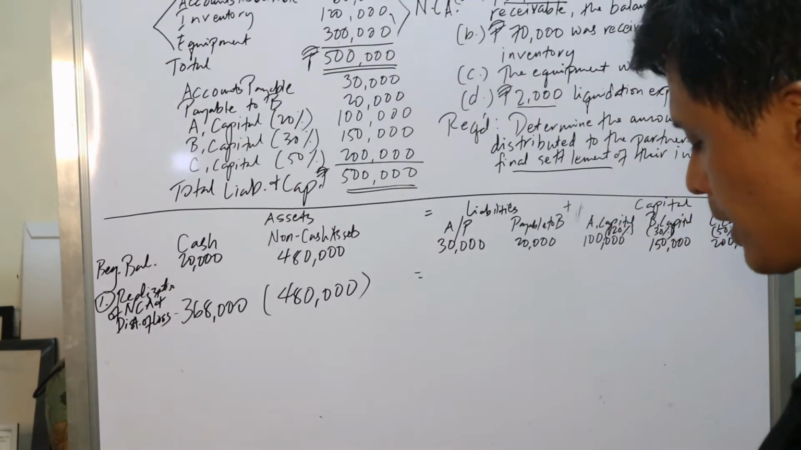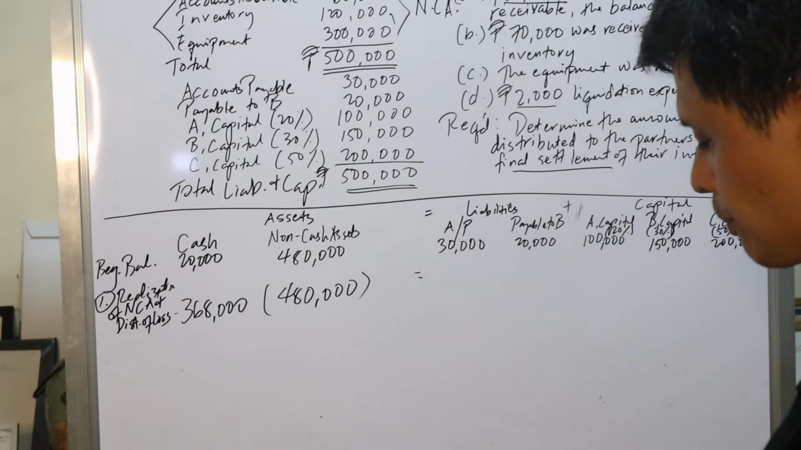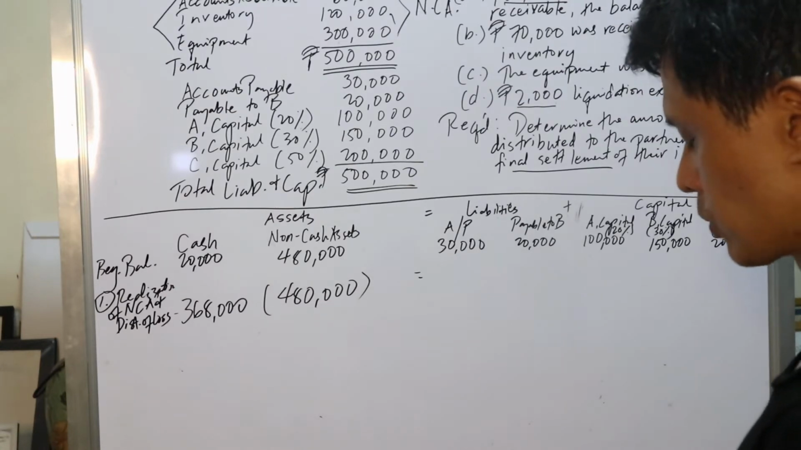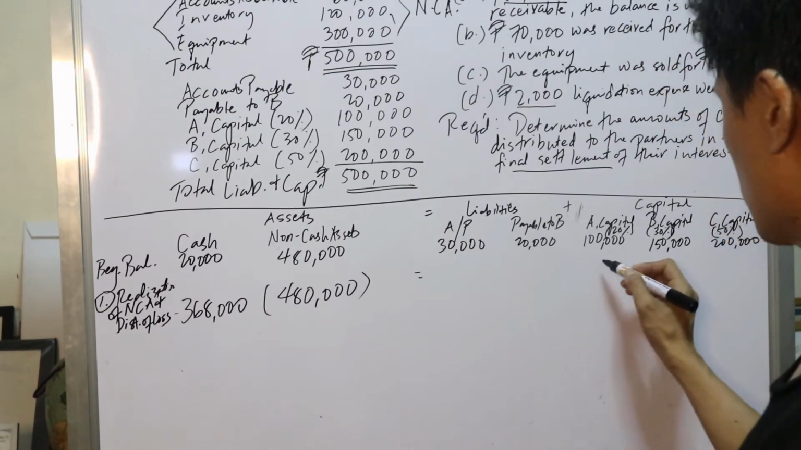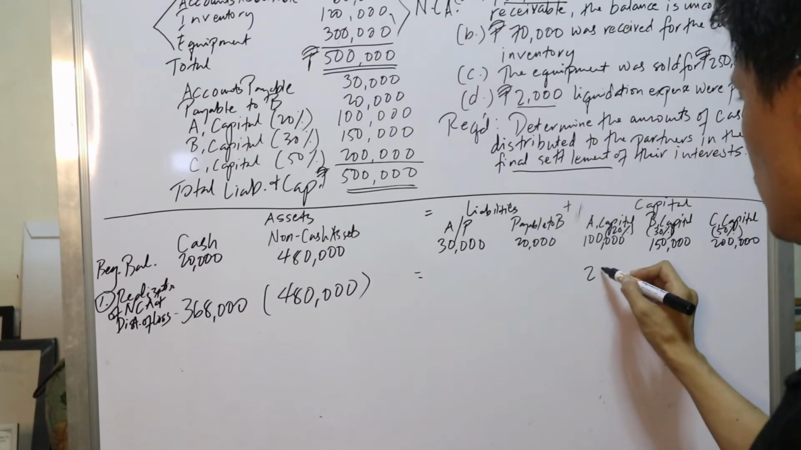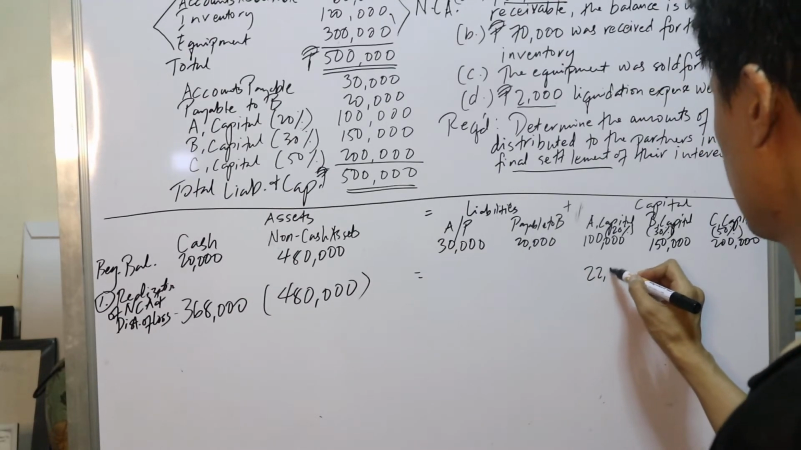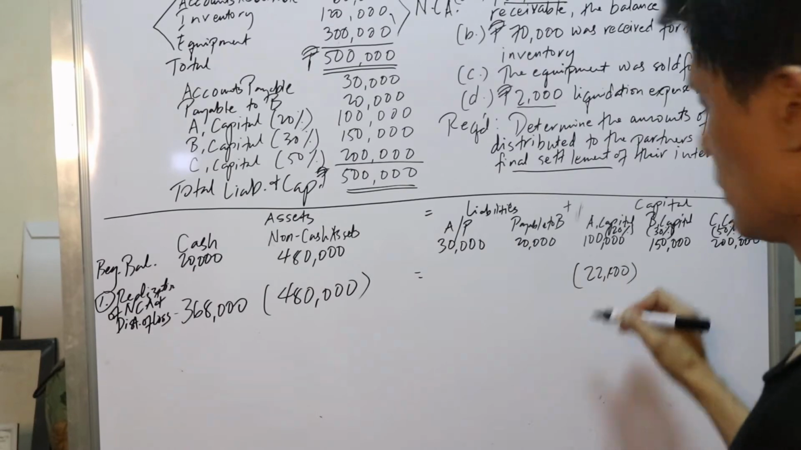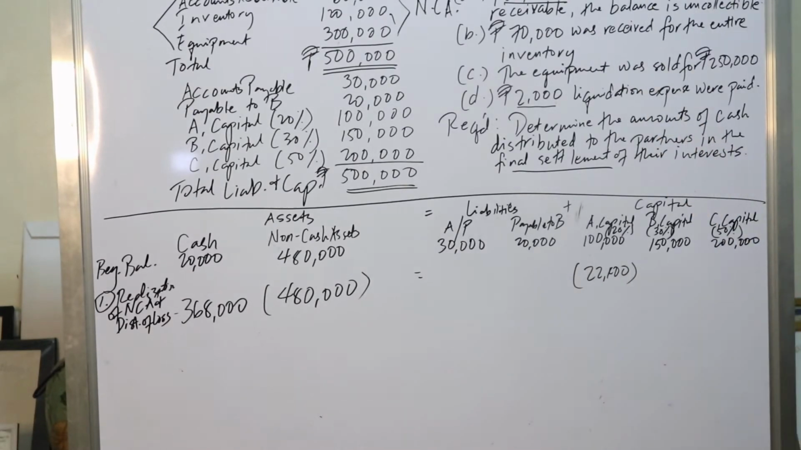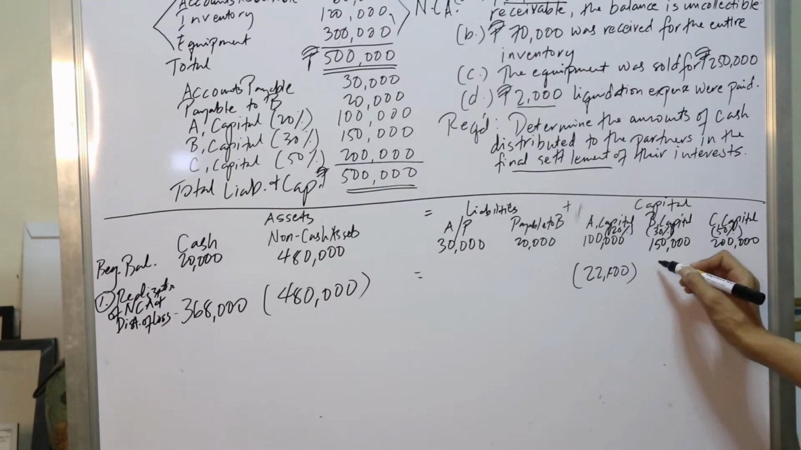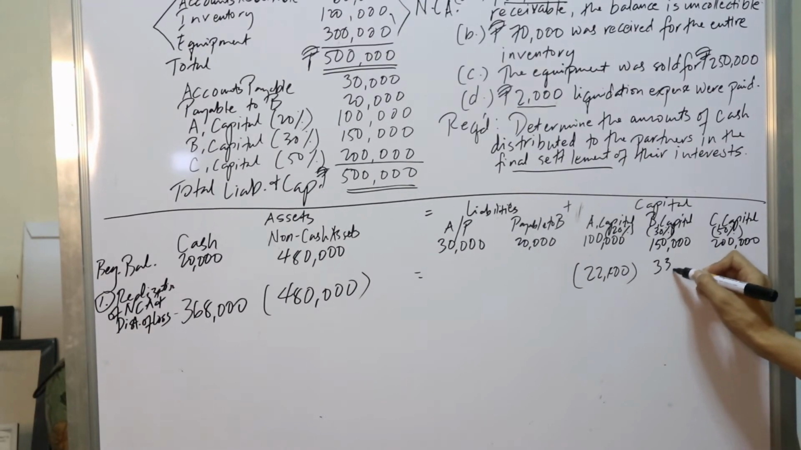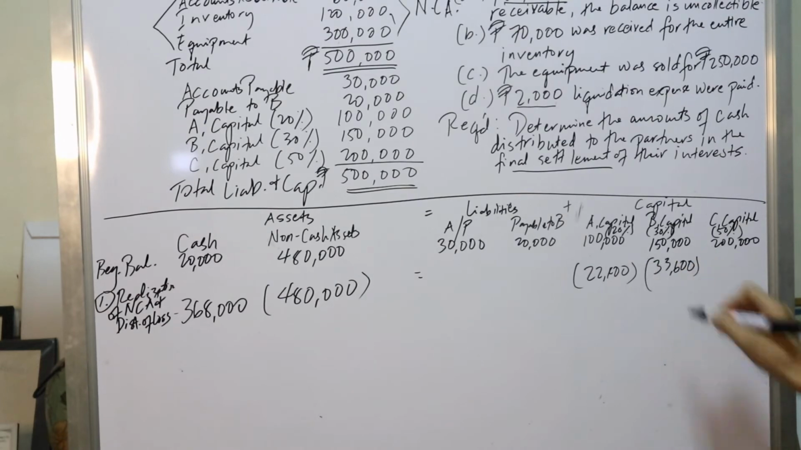So, para kay A, that would be times 0.2, so that would be 22,400. Yung para kay B naman, that would be 33,600. Yan, kabisado ko yung sagot na yan, no? Minemorize ko yan bago ko ituro, no?